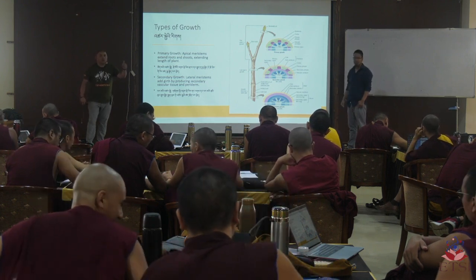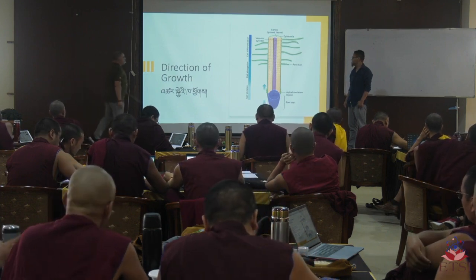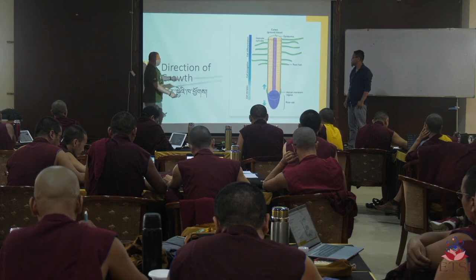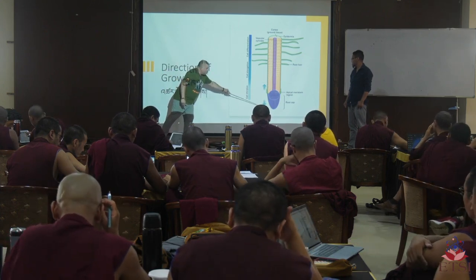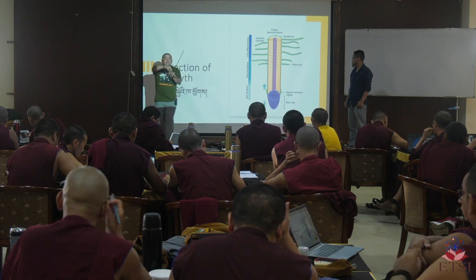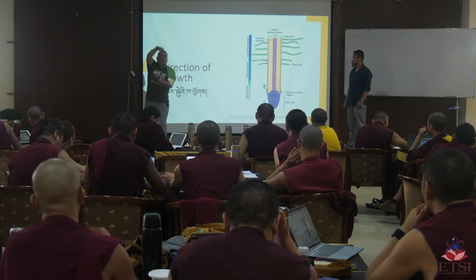Good? Yes sir. Excellent. Now, the direction of the growth, we spoke about primary growth, growing lengthwise. It goes from the apical meristem down to the root. This is a bidirectional growth, so it goes from the apical meristem downwards as well as upwards.